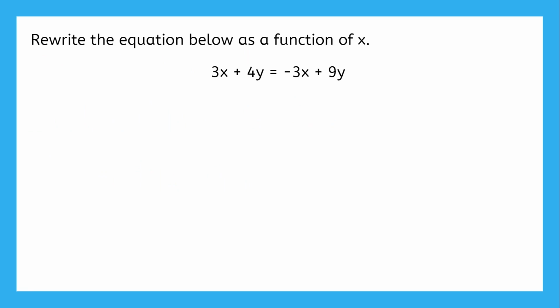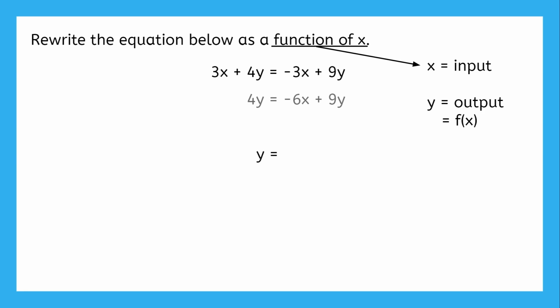We want to write this as a function of x. In other words, x is going to be the input while y is the output, or the function. So we need to isolate y on one side with x and everything else on the other side of the equation. So let's move both x's to the right side by subtracting 3x from both sides, and then get the y's on the left by subtracting 9y. Finally, we want the y isolated, so let's divide the -5 from it.